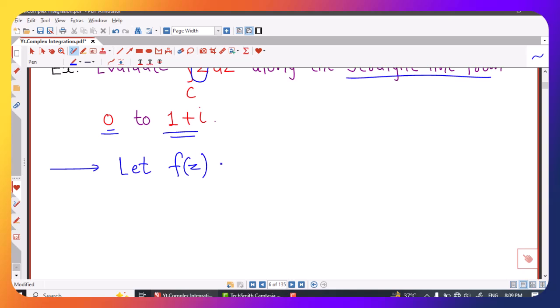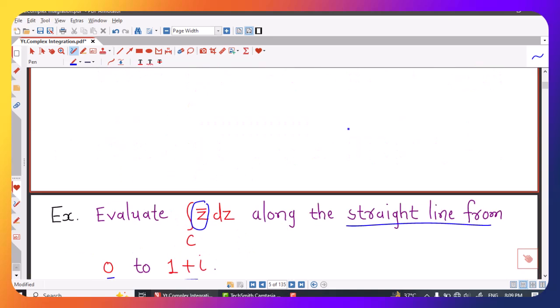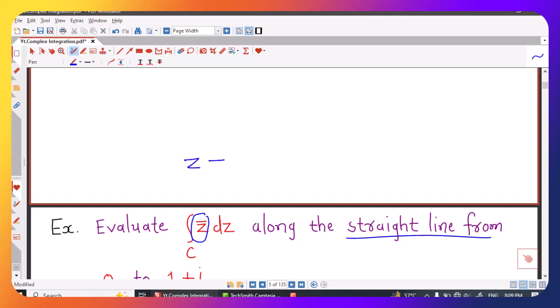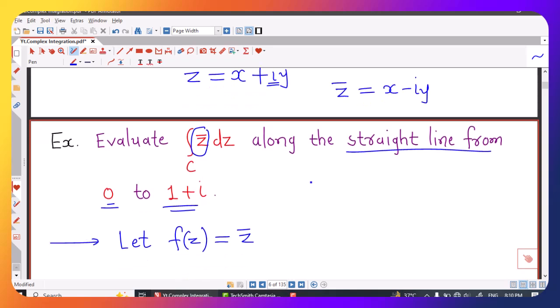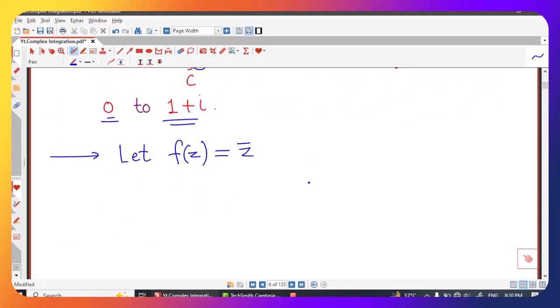Z bar is the conjugate of a complex variable z, and we know the definition of z bar. We know that if z is x plus iy, then z bar is obtained by replacing i by minus i in z equal to x plus iy. So we want to evaluate the integral of z bar along curve C, which is the straight line from z equal to 0 to z equal to 1 plus i.